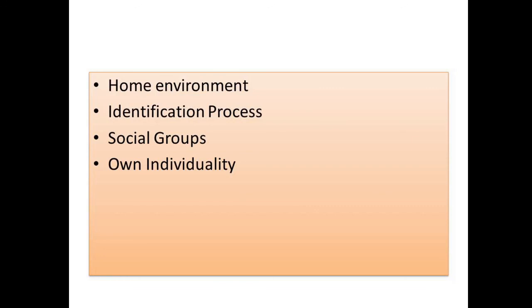Last is own individuality. Own individuality is what one wants to be in the individual personality. That is, what one likes to be. His parents might be extrovert, but the kid might be introvert. That is how an individual has an inner personality. So these were the determinants of personality.